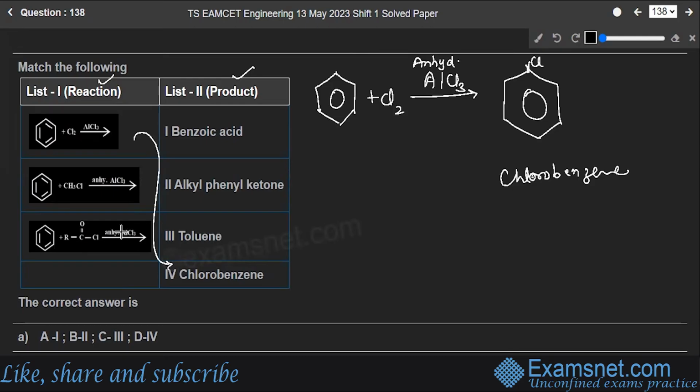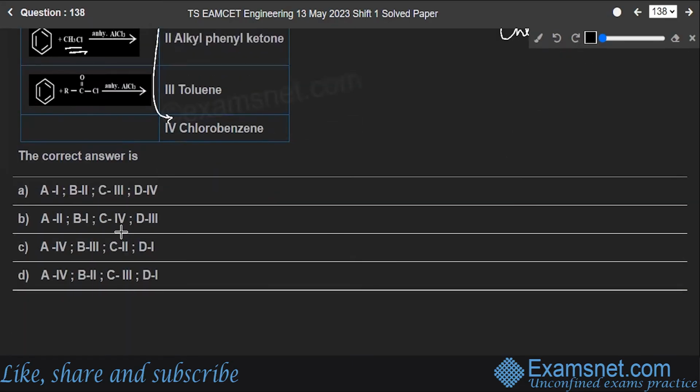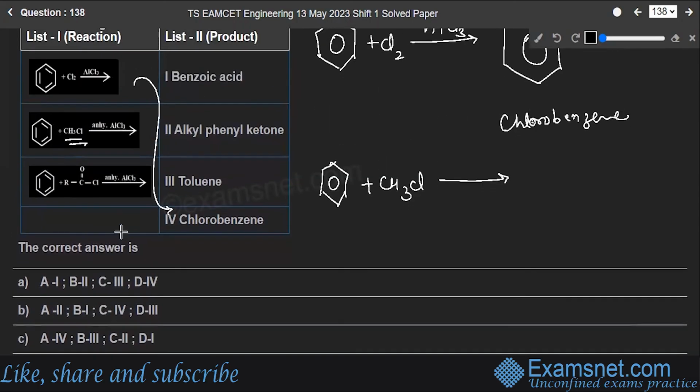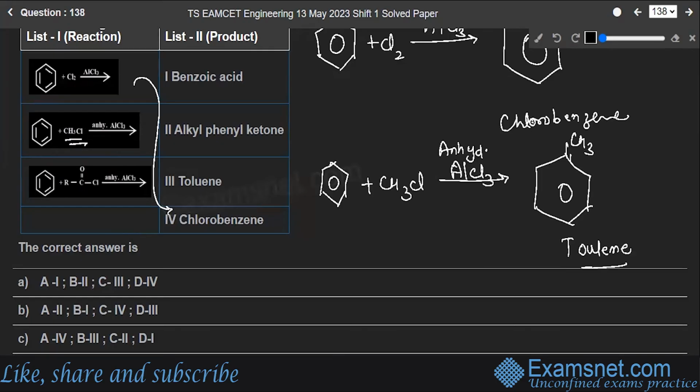Next, benzene reacts with ethyl chloride in the presence of again anhydrous aluminium chloride. This gives you toluene. So this matches with the third one. B matches with the third one.